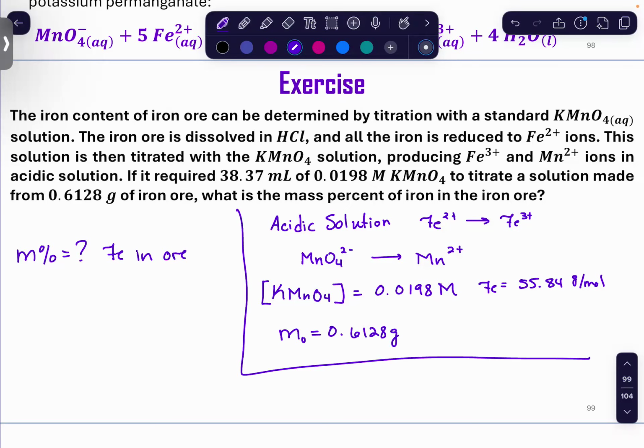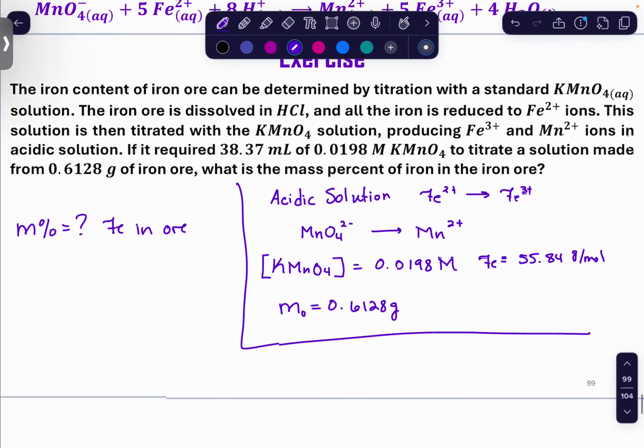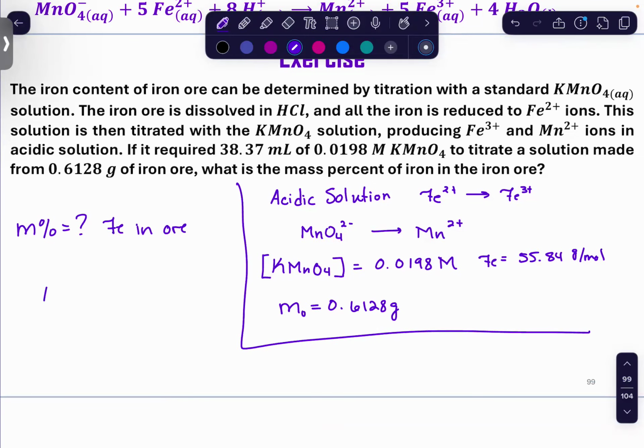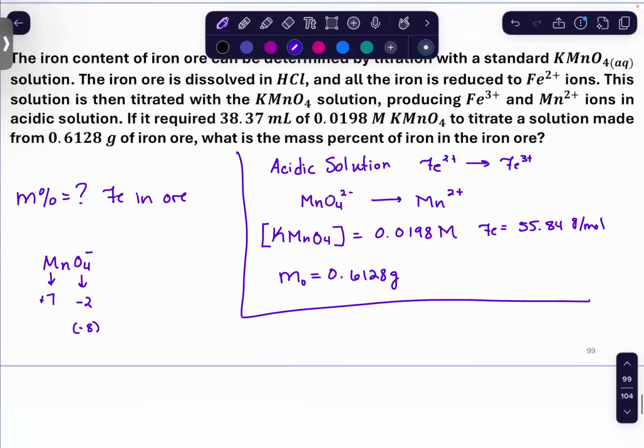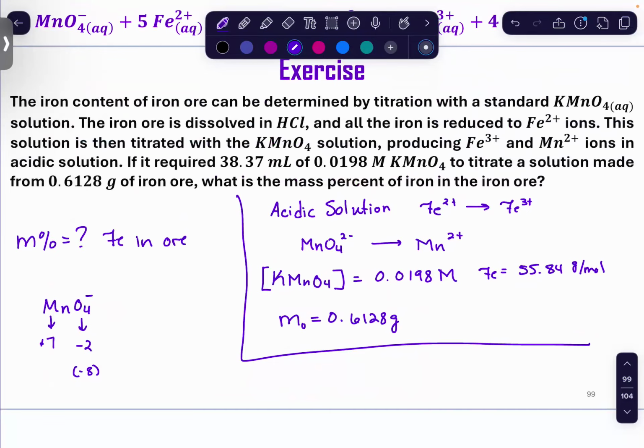Now, the question is what is the reduction of manganese? The permanganate is a -1. Oxygens are a -2, 4 of them is a total of -8, so manganese has to be a +7. So manganese is going to be reduced from +7 to +2. If you look at the question carefully, you were told what your half reactions already are, so we're just going to start there.